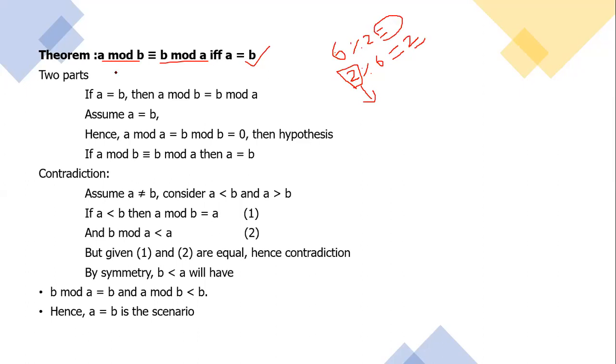Okay, so now we move to the theorem. If a equals b, then a mod b equals b mod a. Assume a equals b. We can prove this in two parts. If we assume that A equals B, then we have to prove that A mod B equals B mod A.